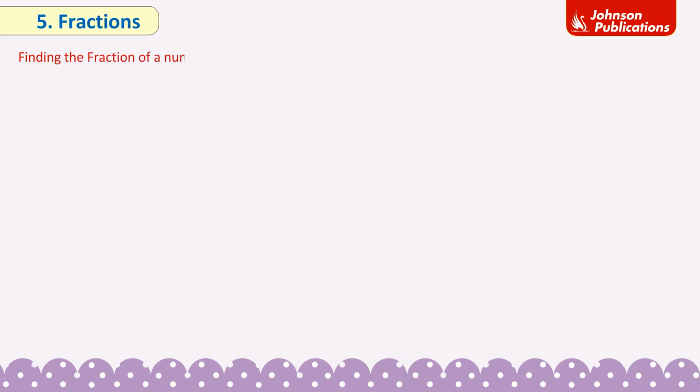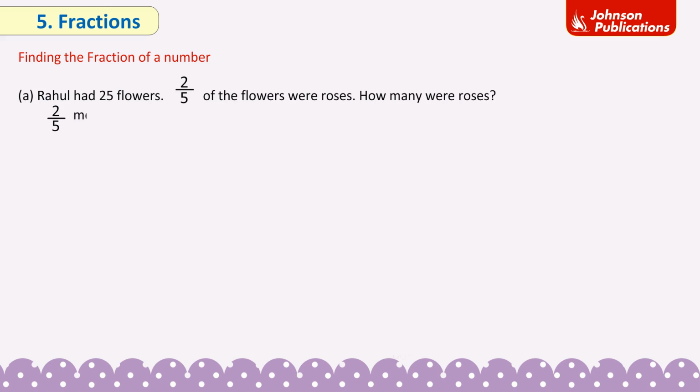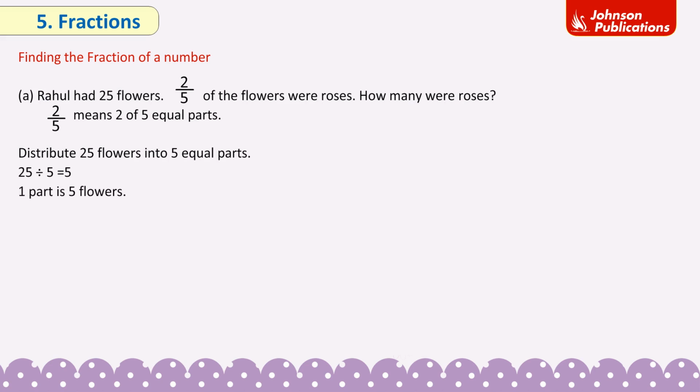Finding the fraction of a number. A. Rahul had 25 flowers. 2 by 5 of the flowers were roses. How many were roses? 2 by 5 means 2 of 5 equal parts. Distribute 25 flowers into 5 equal parts. 25 divided by 5 is equal to 5. 1 part is 5 flowers. So 2 parts is 2 multiplied by 5, which is equal to 10 flowers. Thus, 2 by 5 of 25 is equal to 10. Answer: Rahul had 10 roses.